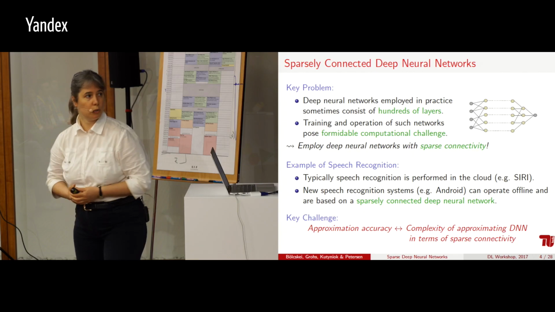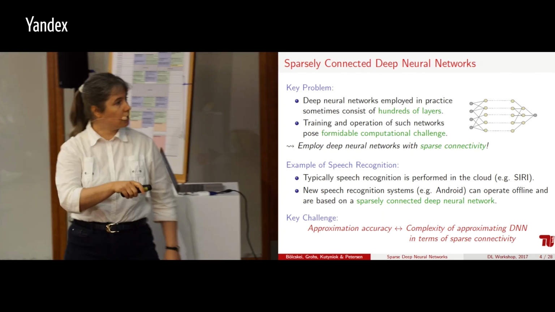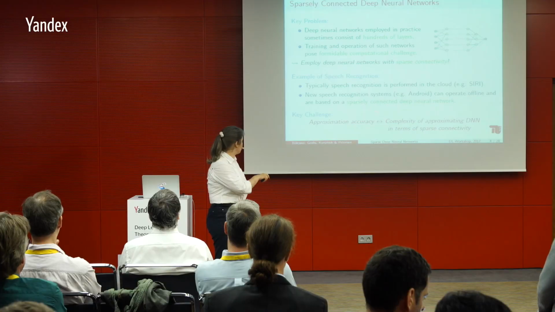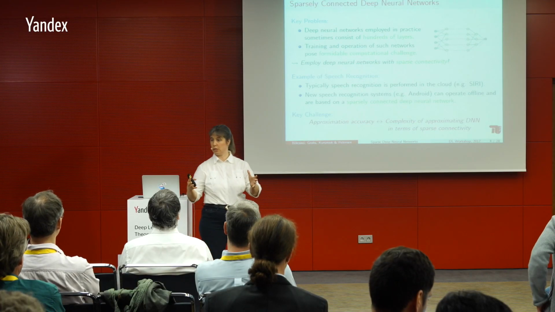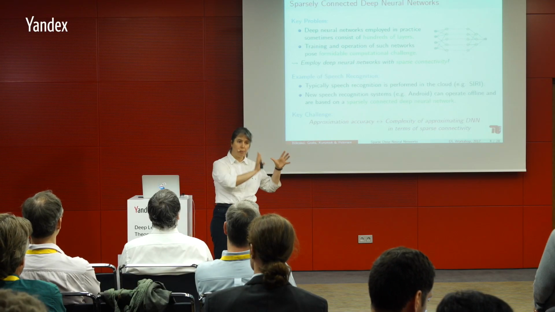So in my talk, I would like to relate the approximation accuracy of deep neural networks with the complexity of those approximating neural networks, and I would like to measure the complexity in terms of sparse connectivity.